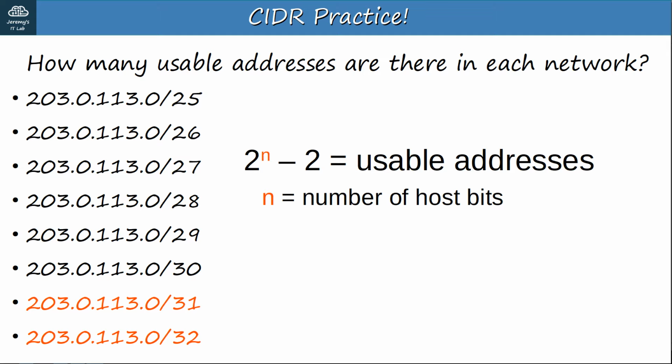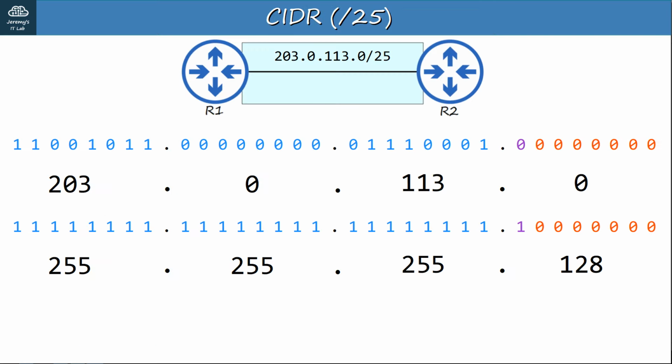Okay, let's check out the answers. So, here is 203.0.113.0, but this time with a /25 mask. Notice that the network portion of the address has extended into the first bit of the last octet, and the mask in dotted decimal is now written as 255.255.255.128. I changed the color of the extra bit to purple, but it is part of the network portion, the blue part. If you don't remember how to convert from binary to dotted decimal, make sure you review that. It's very important for subnetting.